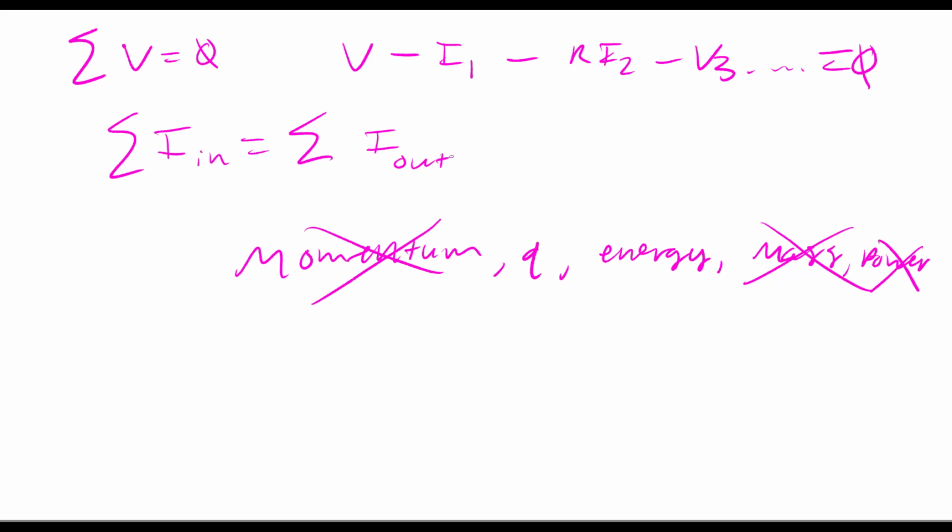Kirchhoff's junction rule deals with energy. That means that Kirchhoff's loop rule has to be with charge, right? So for our bonus question, a wire with the resistance of R is stretched out to 5 times its original length. In terms of the original resistance, the new resistance is what?